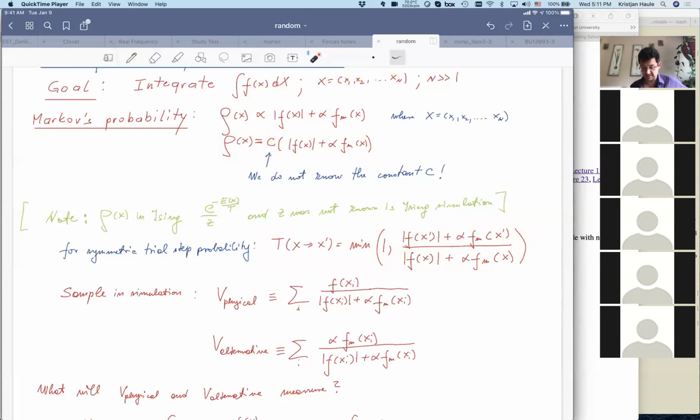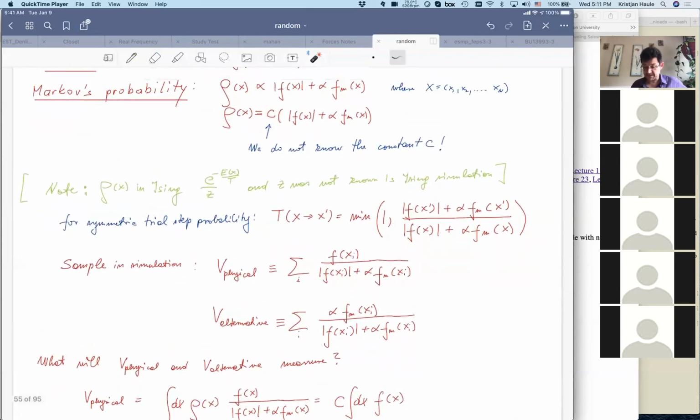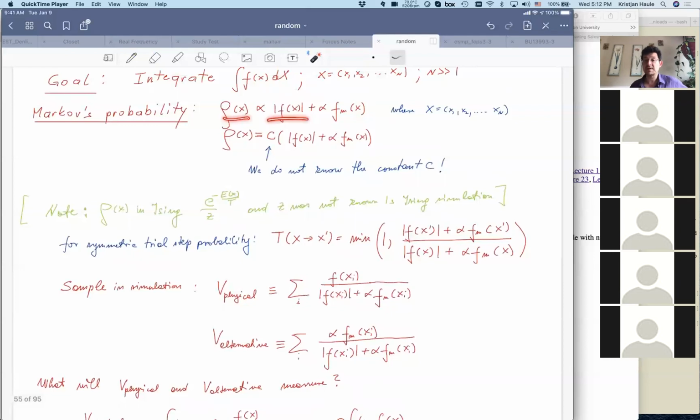In our entire procedure, when we visit things, this C is irrelevant, it can be anything, and we don't know it. Therefore we can always determine things only up to this constant C. And this has a consequence: if you take rho of x to be just the absolute value of the function of x, you will not be able to determine the integral. Let me show you why.